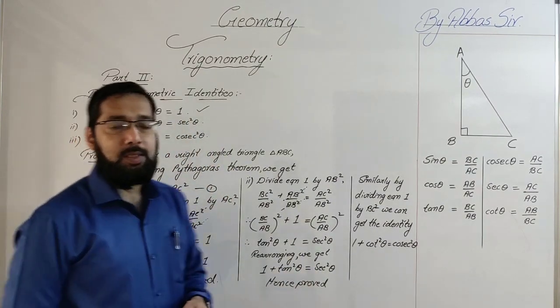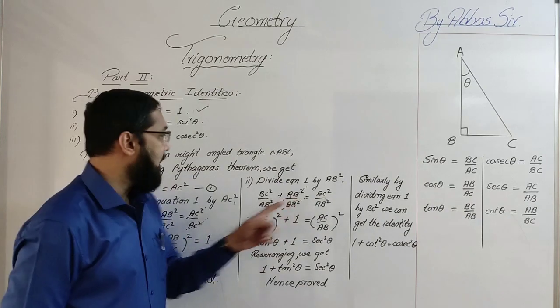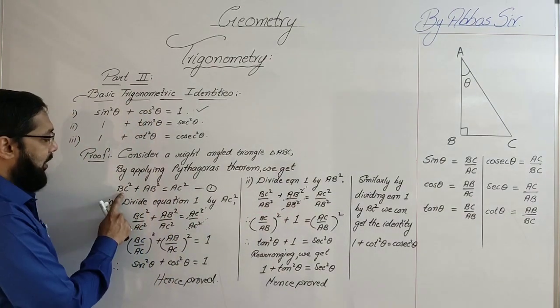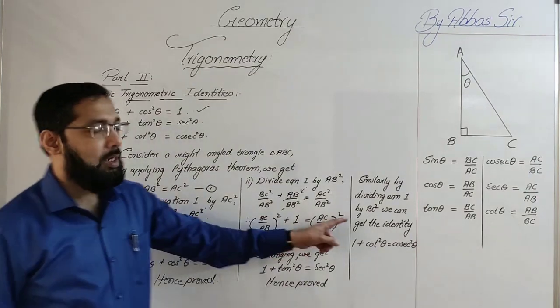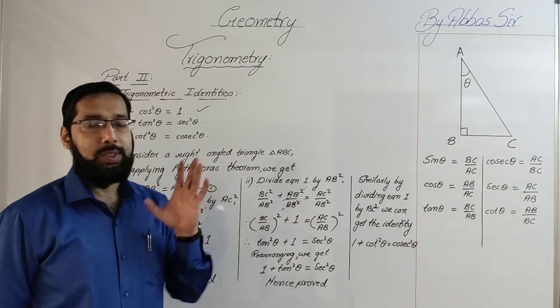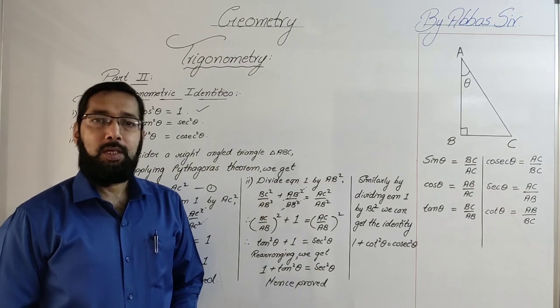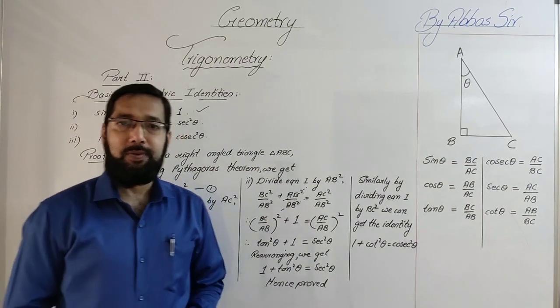Similarly, the third identity can be proved by dividing the entire equation 1 by BC square. So, if you divide the entire equation by BC square, you will get the third identity, which is a self-study for you. Have you understood, my friends, this segment of our discussion?